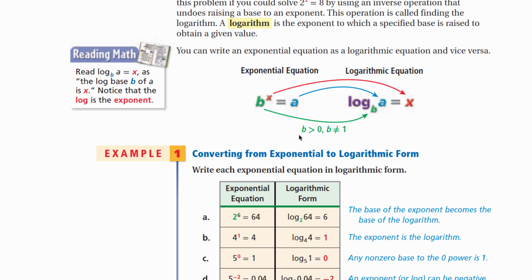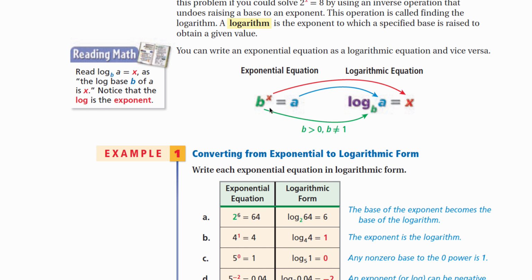Now there's a couple things you need to know. The base must be greater than 0. And the base can't equal 1 because 1 as a base is exceedingly boring. 1 to any power is just 1. So as long as the base is greater than 0, and so long as the base is not equal to 1, we have something that's interesting.